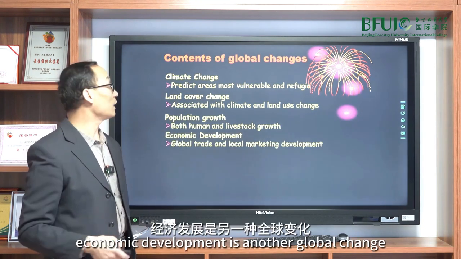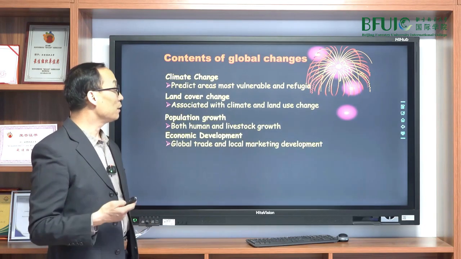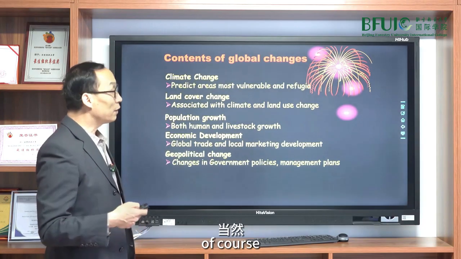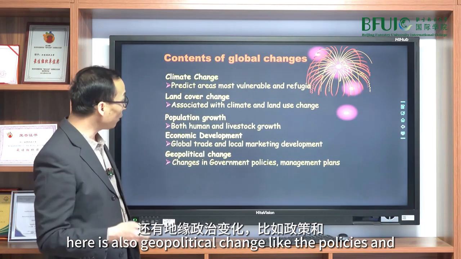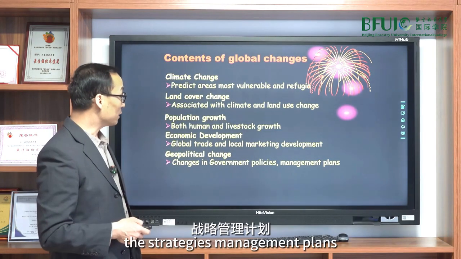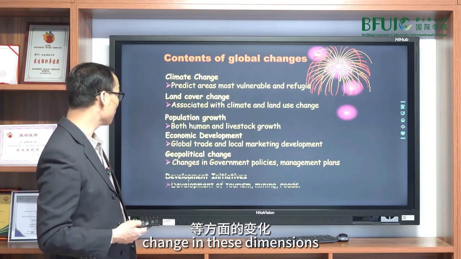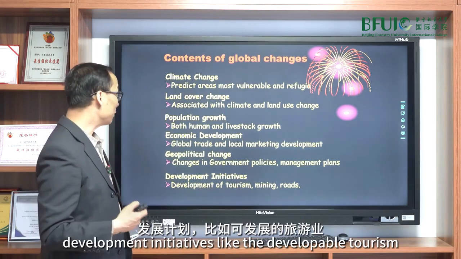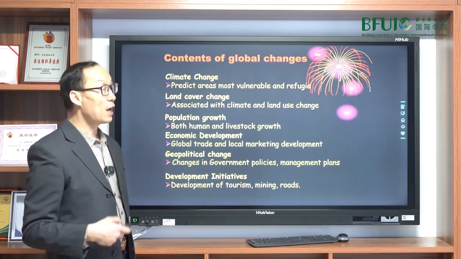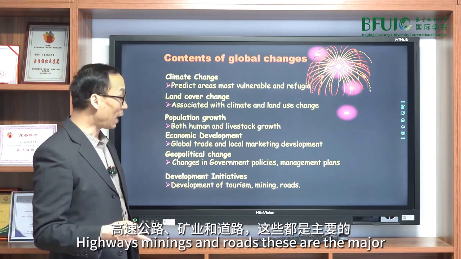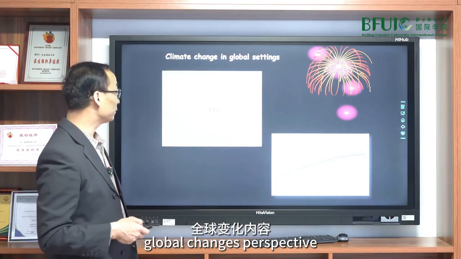Economic development is another global change, which means the changes of global trade and marketing systems. Of course, there are also geopolitical changes, like changes in policies, strategies, and management plans. And of course, the last one is development initiatives, like the development of tourism, highways, mining, and roads. These are the major global change perspectives.